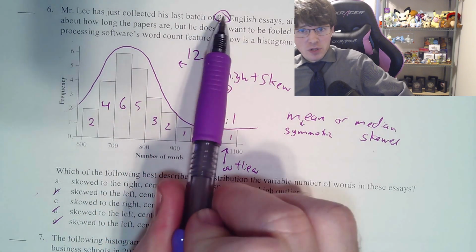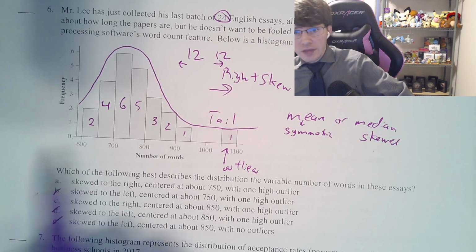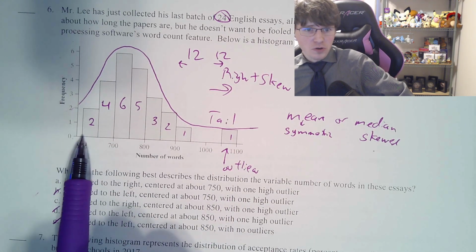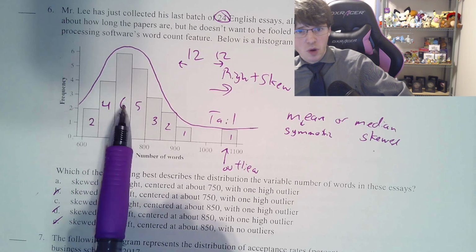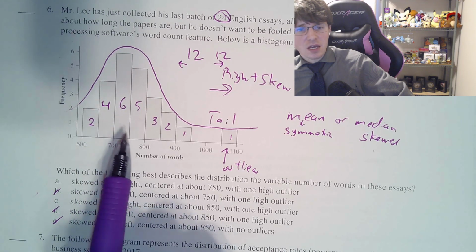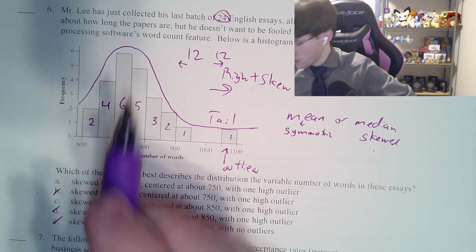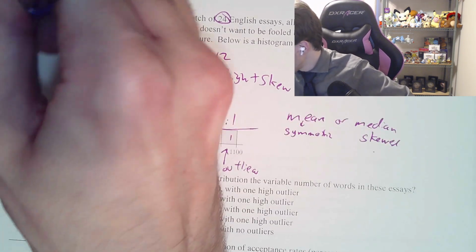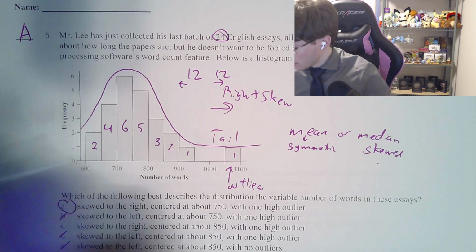The median is going to fall in between the 12th and 13th number. So if we were to write these all in a row, there's going to be 2 and then 4 and then 6. Those 3 numbers add up to 12. So in other words, between the 12th and 13th essay is going to be somewhere in this section between 700 and 800. That's 750. The answer is, in fact, A. Whew. Let's move on to number 7.